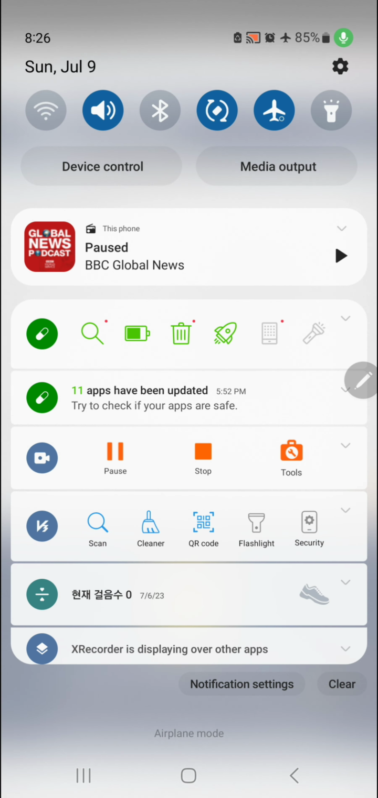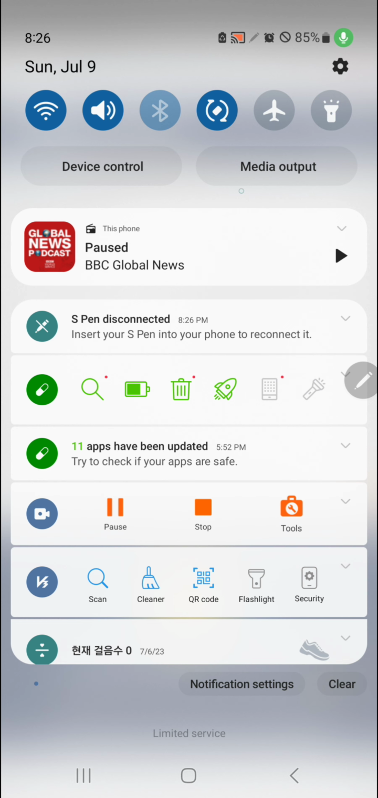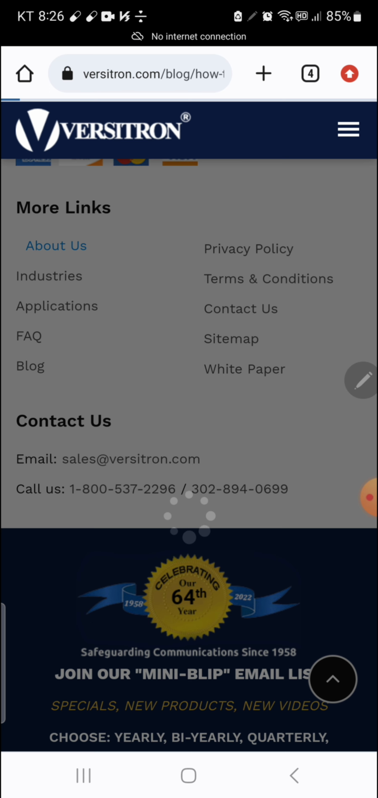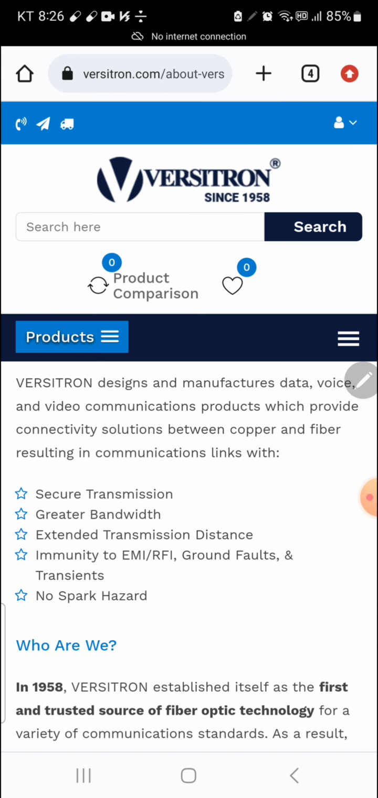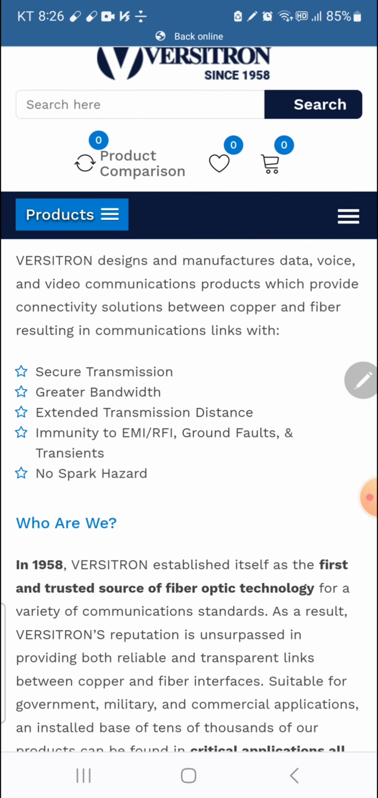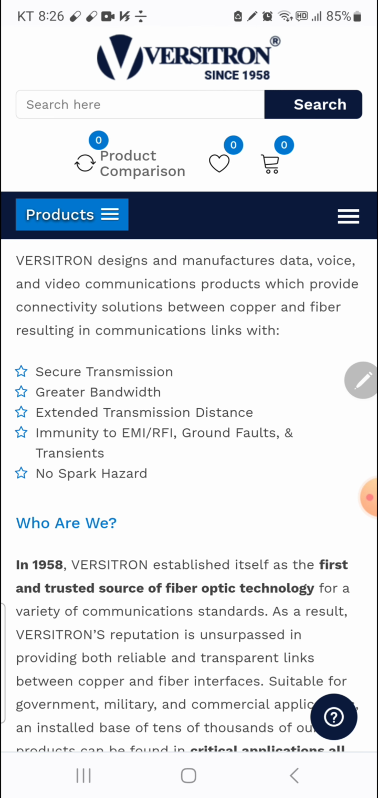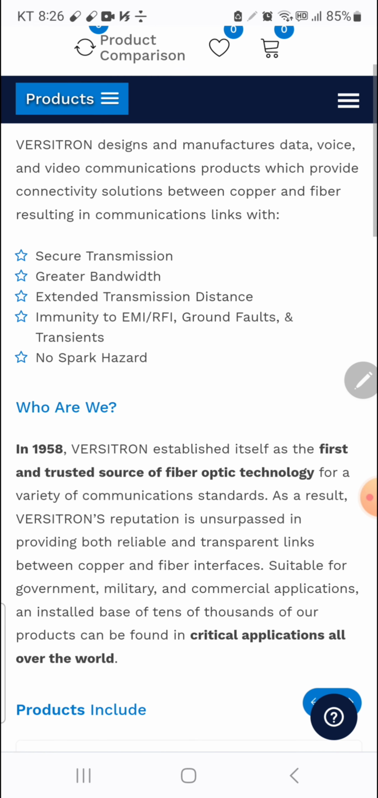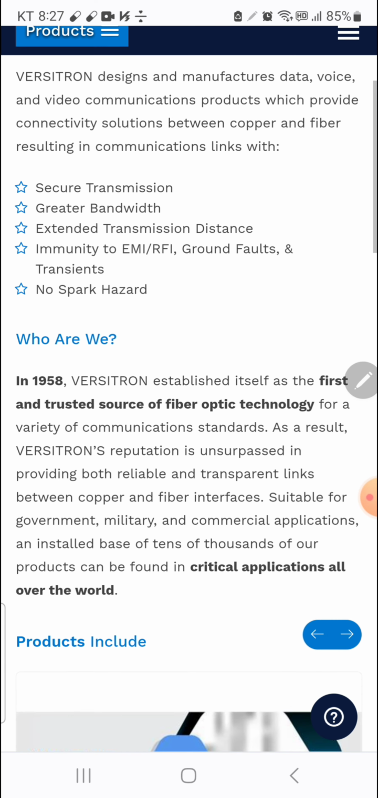So I will just go back. Right. So let's find out what the company is doing. Veritron designs and manufactures data, voice, and video communications products, which provide connectivity solutions between copper and fiber, resulting in communications links with secure transmission, greater bandwidth, extended transmission distance, immunity to EMI, RFI, ground faults, and transients.